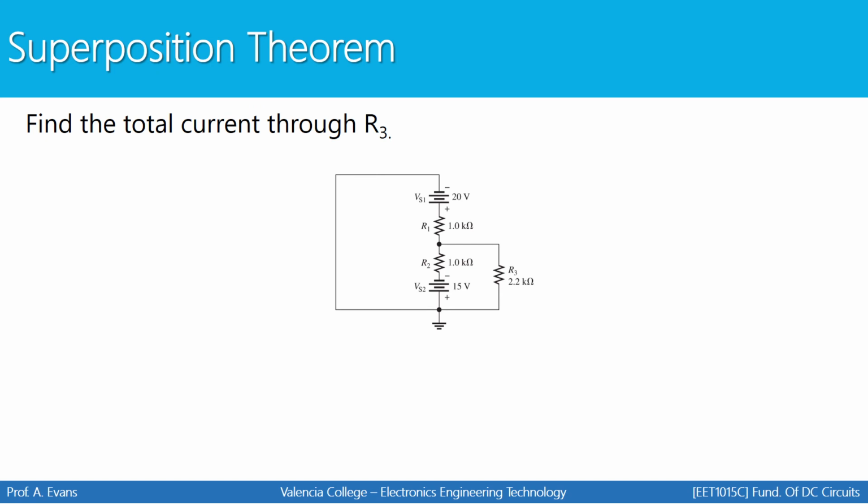For the last problem, we're going to find the total current through R3, again using superposition. Take a look at what you've been given. We have two voltage sources. The polarity is shown here, so we know with this voltage source, current flows down, and with this voltage source, current flows down. Keep in mind that's important. You must pay attention to polarity at all times. So let's begin using superposition.